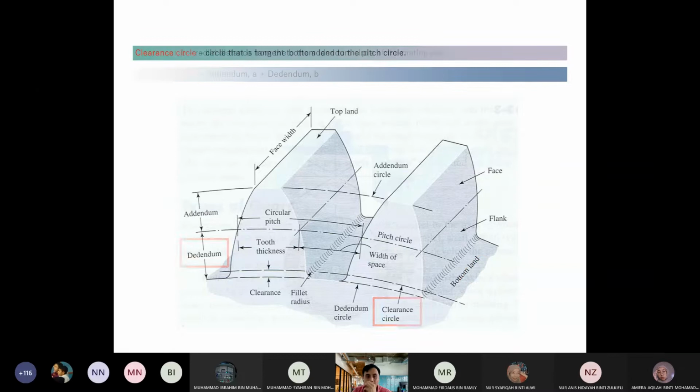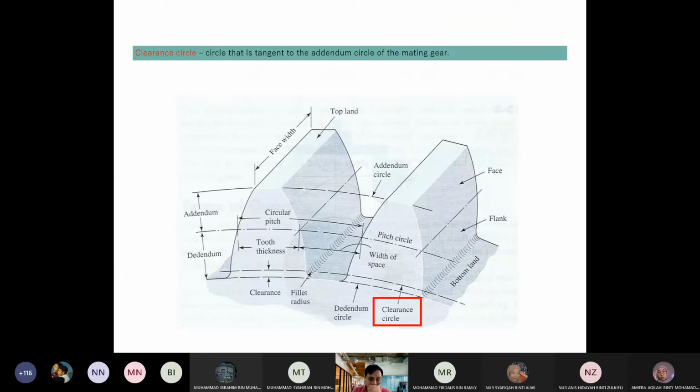Next, we have the clearance circle. This is the clearance circle, because kita ada fillet of the radius. Usually kita punya meshing of the gear akan stop kat sini je lah. Dia tak akan pergi bawah lagi. Kalau pergi bawah dia akan berlaga dengan bottom land. So usually the action of the tooth is between the addendum up to here. Itu maksud dia lah. That's why we call this area and that area. Boleh follow? It's very straightforward. Hopefully you can understand.